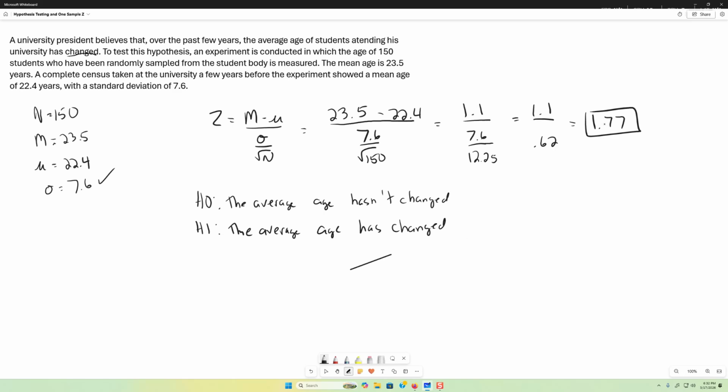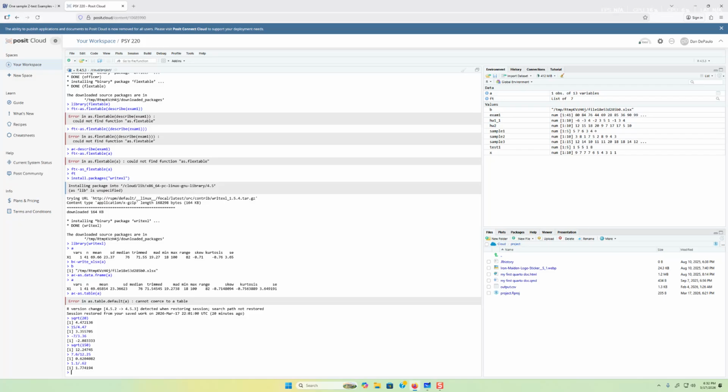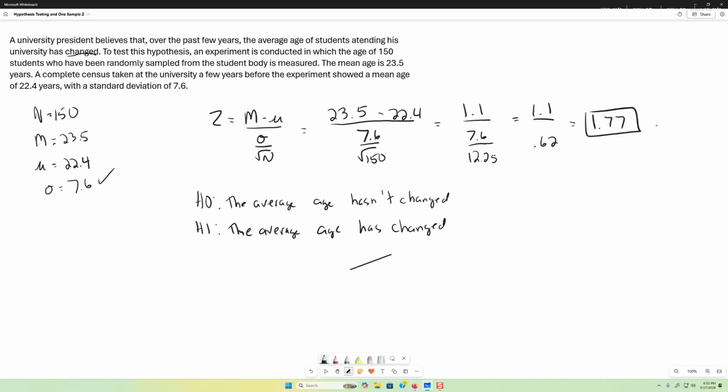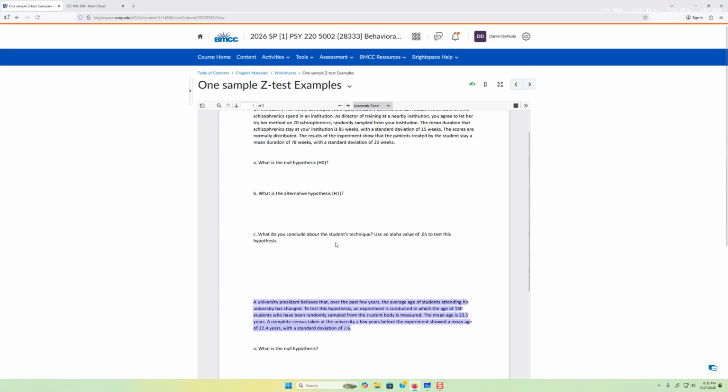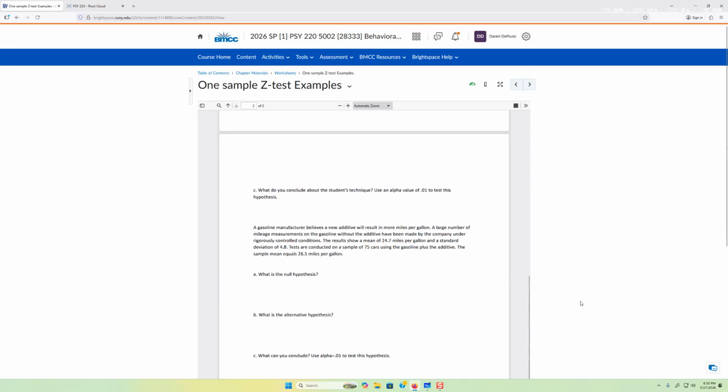We get 1.77. We need to find the critical value. So I can look this up in the chart, but we can also rely on our critical values. And remember, we're using alpha. Let me check the alpha level here. What alpha are we using? We're using 0.01.